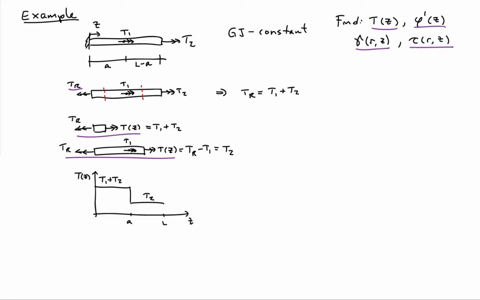So I can quickly sketch that up. So I have T as a function of z. It's a stepwise function. It's T1 plus T2 out to A. And then from A to L, it takes on a value of T2.